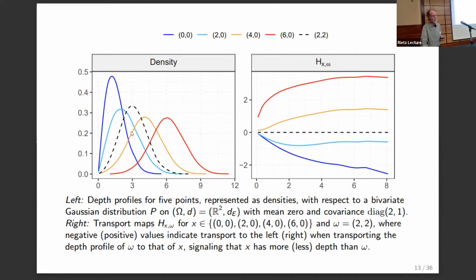So the depth profile densities for those five elements are shown here. Dark blue is the most central one, that's the (0, 0). Red is the most distant one, that's (6, 0). And the test point from which I start these transports for illustration is (2, 2), the black dashed. So you can see that these depth profiles actually tell you something about the centrality of the data using this transport.